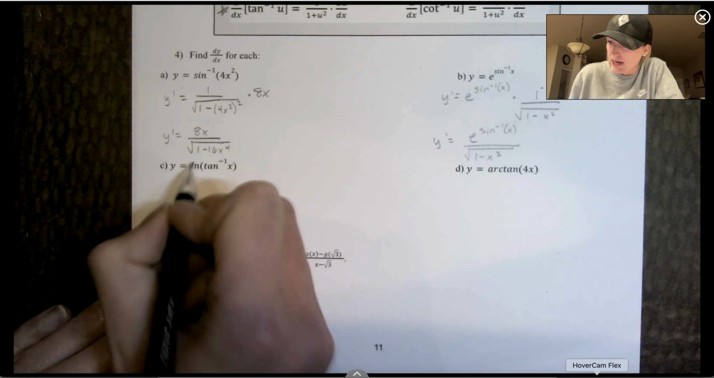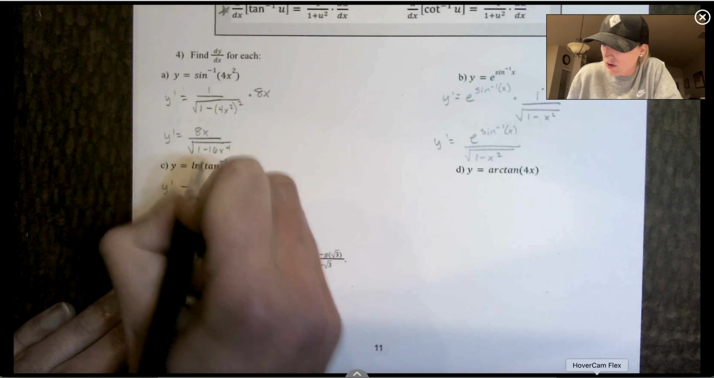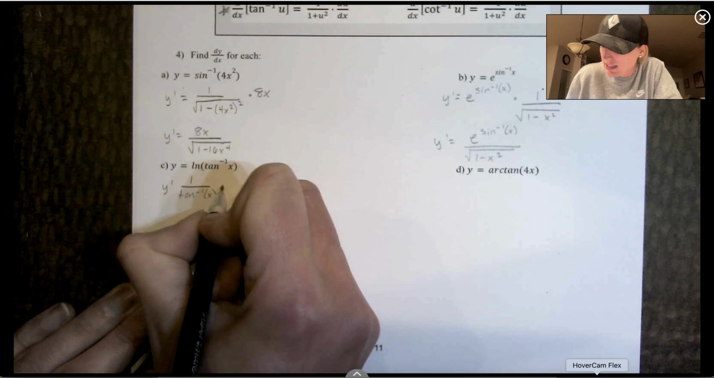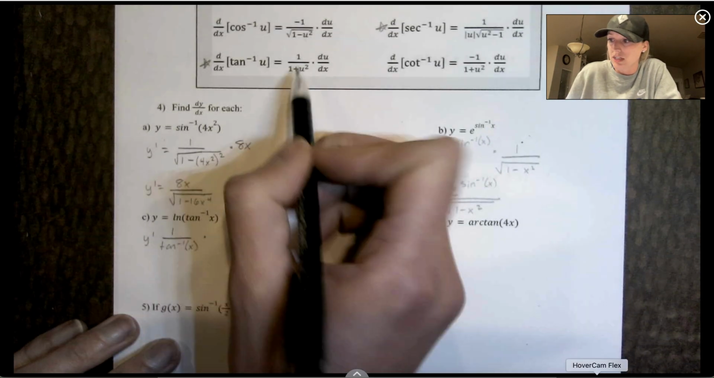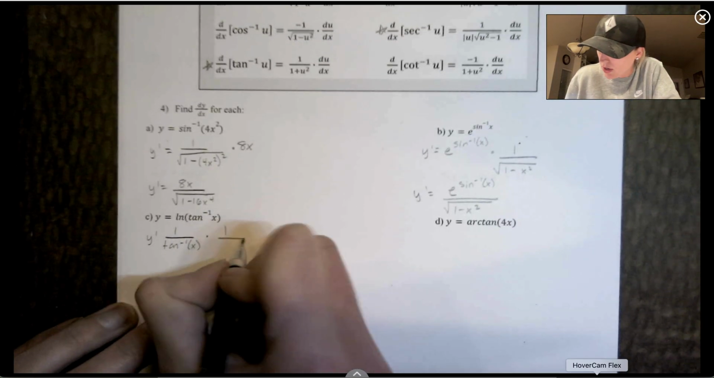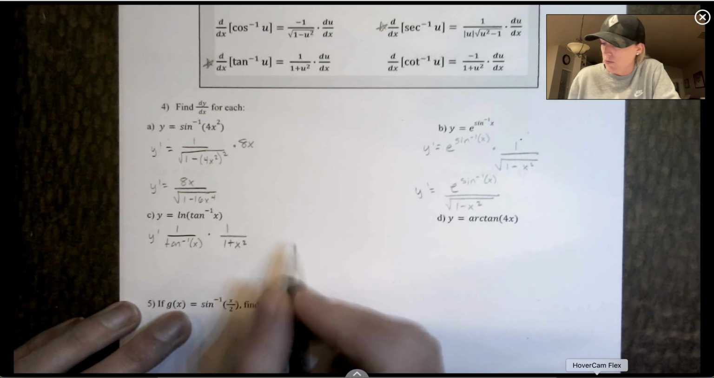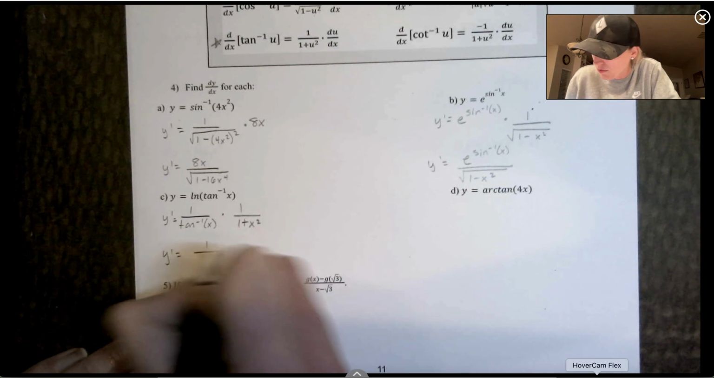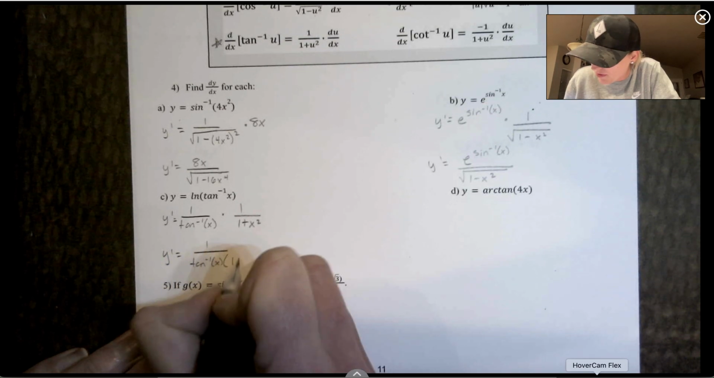All right, my outer function is natural log, so it's 1 over its argument, which is tangent inverse of x. And my inner function is tangent inverse. So the derivative of tangent inverse is 1 over 1 plus the argument squared. So 1 over 1 plus x squared, since my argument's just x in this case. Again, we can write that as one fraction. So y prime is equal to 1 over tangent inverse of x times 1 plus x squared.